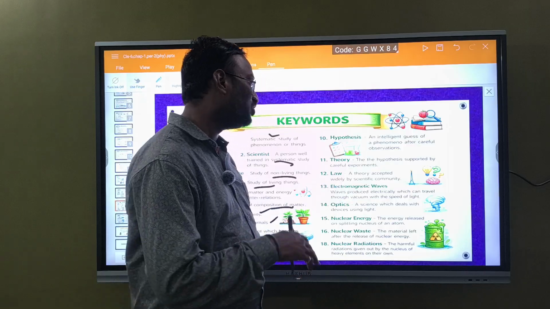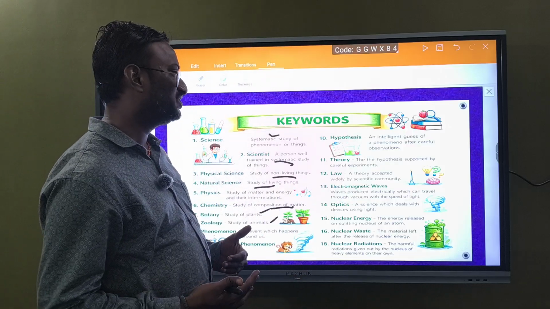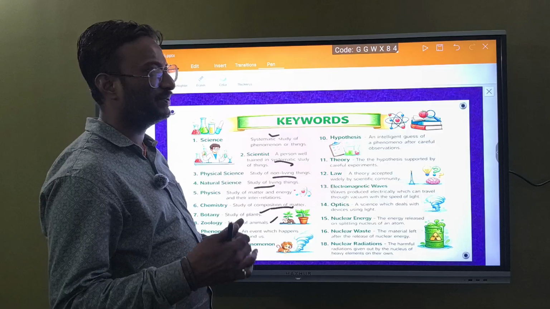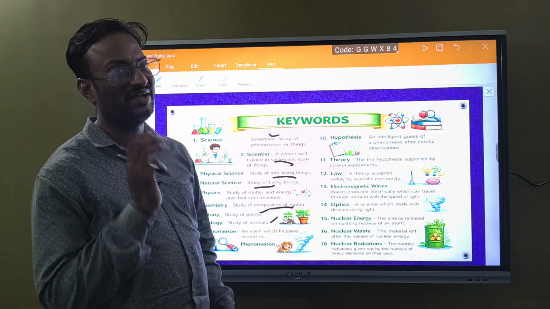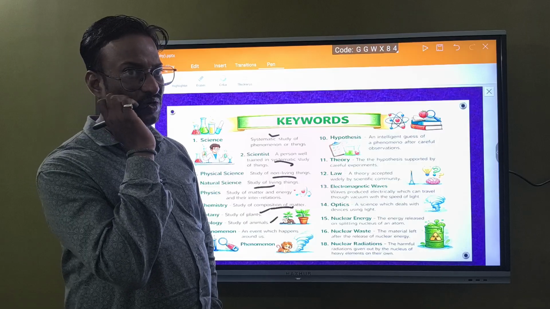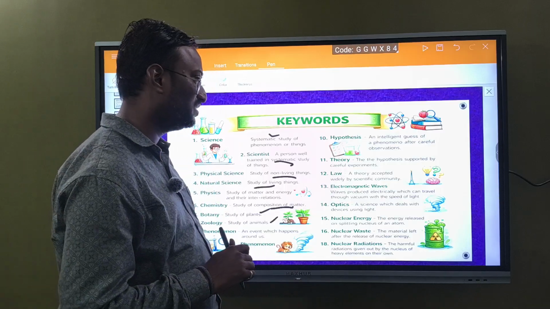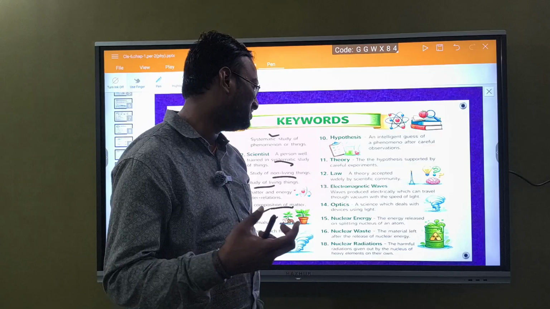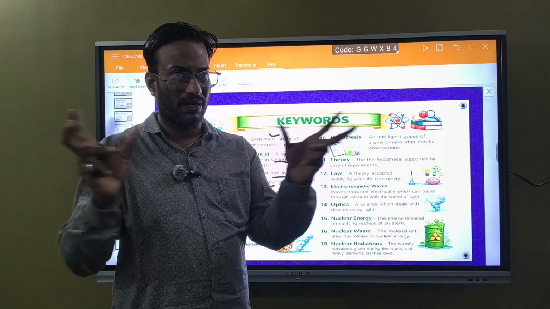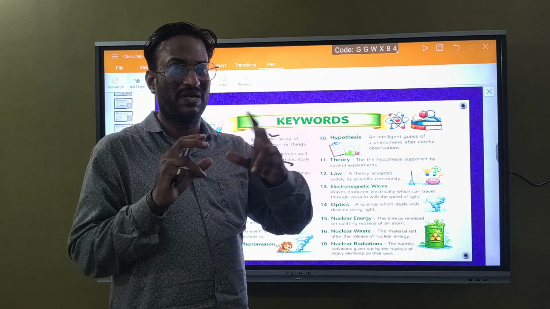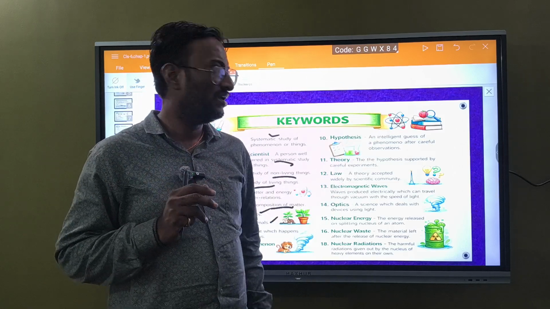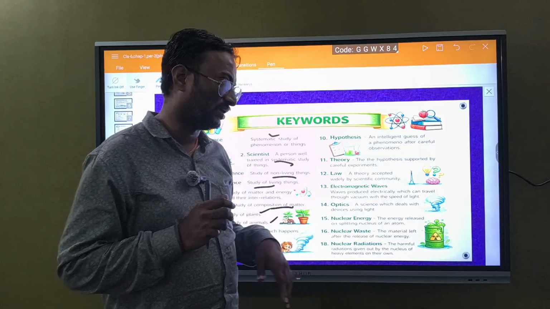Electromagnetic waves are waves produced electrically which can travel through vacuum with the speed of light. Optics is the science which deals with devices using light, the study of light. Nuclear energy is the energy released on splitting the nucleus of an atom. We will discuss what an atom is, what a nucleus is, and what splitting the nucleus means in further classes.